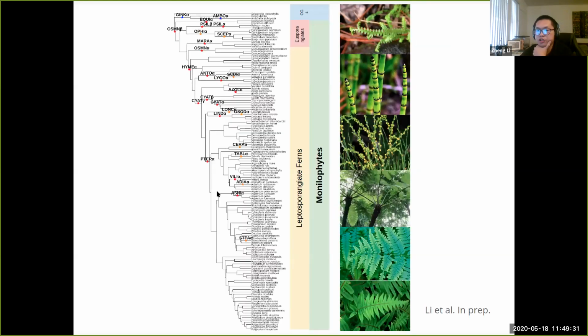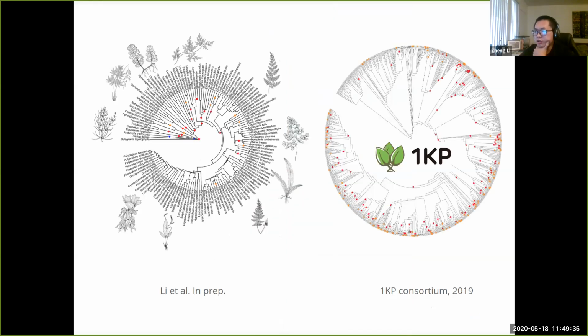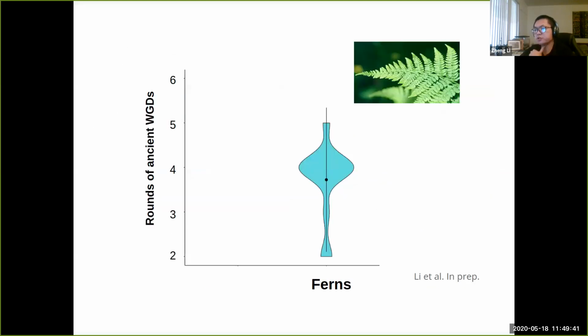We do that for each species that we have in here. And for other lineages, other vascular plants, we use our previous estimates from the 1KP project. So this is what we got. For ferns, on average, each fern species has experienced about 4 rounds of ancient whole genome duplication events. Some species can go up to 5, some species go down to 2, but the average is around 4.